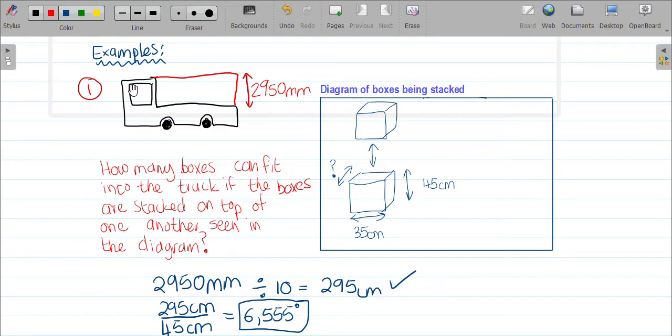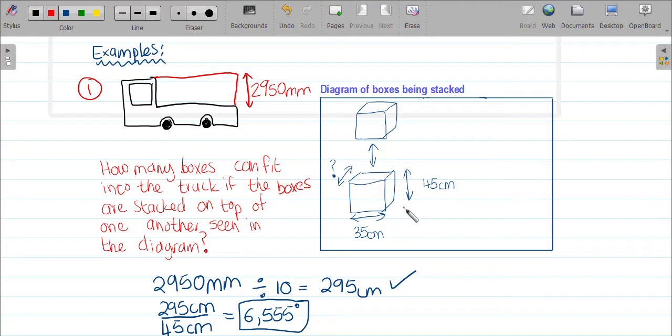What is happening is we have a truck, right? And the part of the truck that is going to occupy these boxes is 2,950 millimeters in height. The question reads, let's have a look: how many boxes can fit into the truck if the boxes are stacked on top of one another as seen in the diagram? Let's look at the diagram. So as you can see, this is the way that the boxes will be stacked.